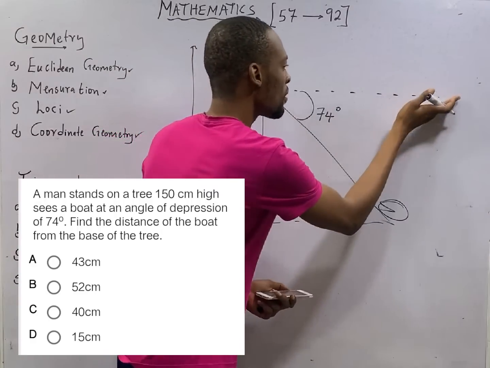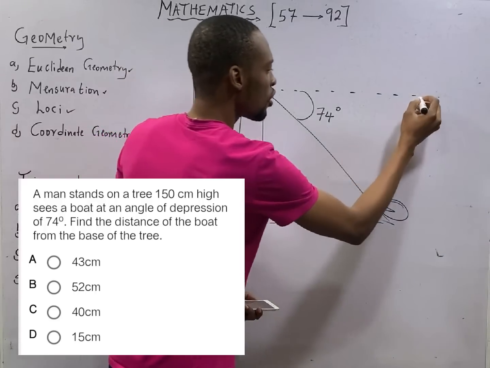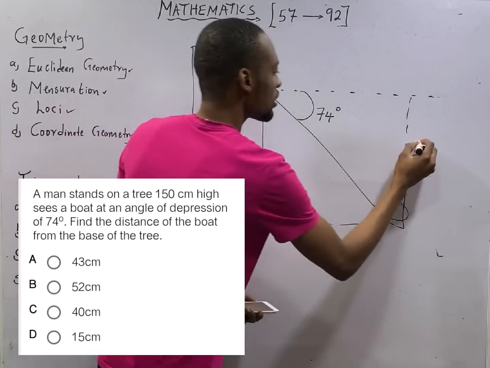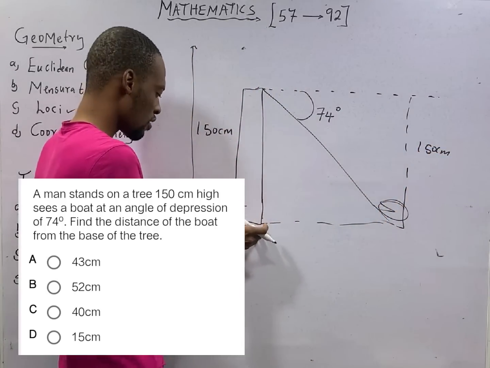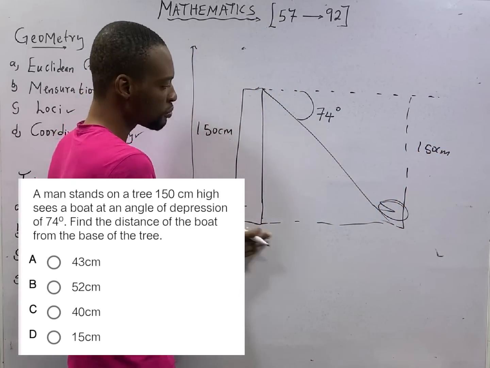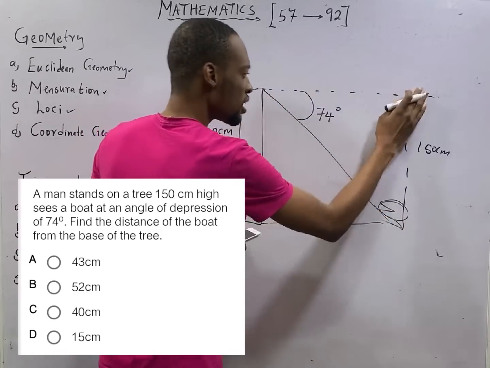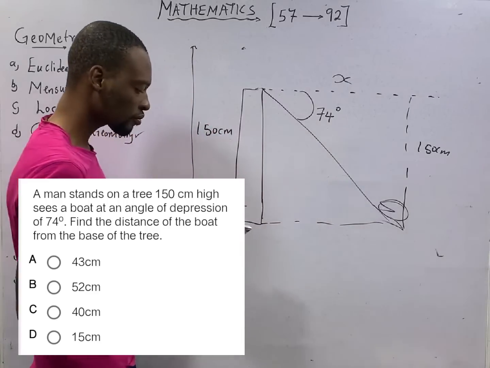This is the normal view. This is the angle of depression, 74 degrees. And you complete the triangle like this, so that here is also 150 cm. This is the distance from the boat to the base of the tree. From here to here is the same thing as from here to here. So let's take here as the distance.